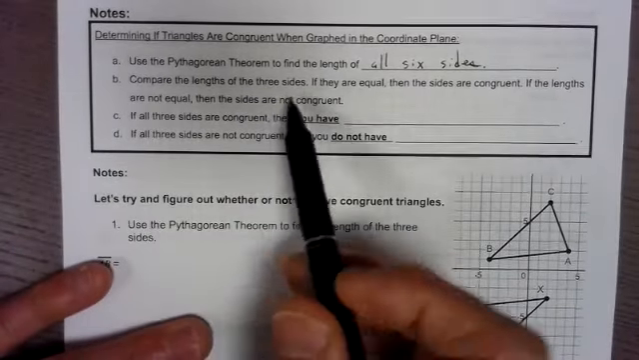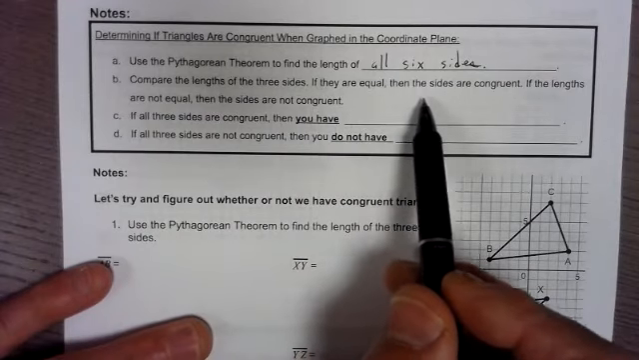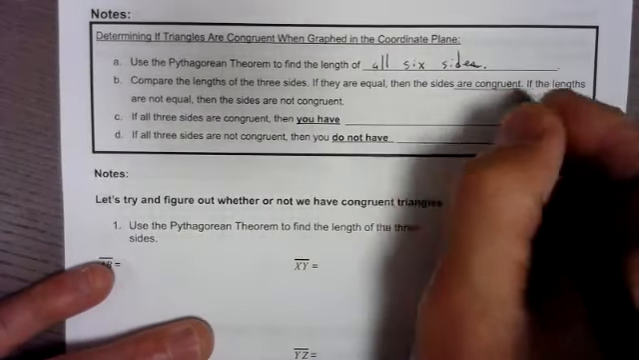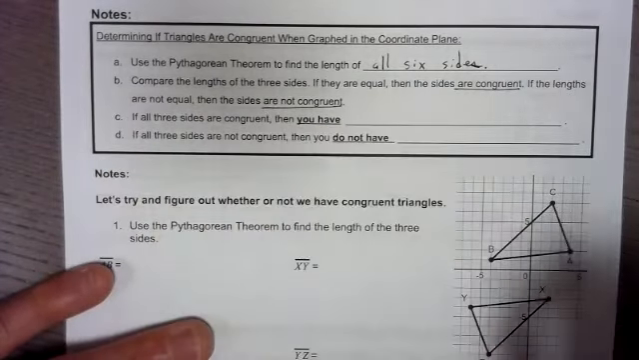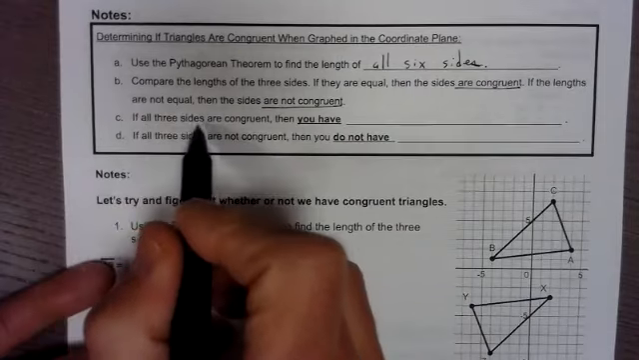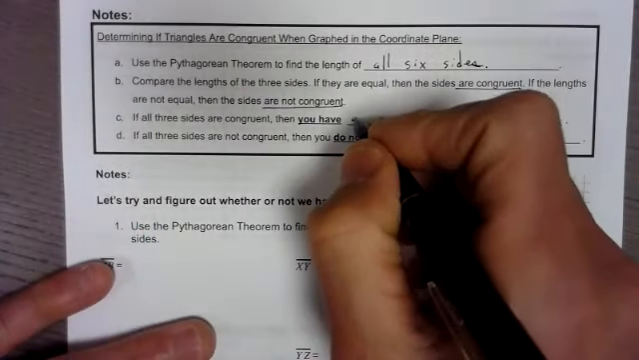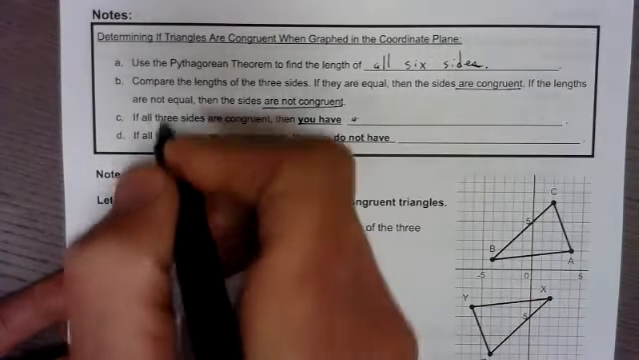Compare the lengths of the 3 sides. If they are equal, then the sides are congruent, right? We talked about that. If the lengths are not equal, then the sides are not congruent. Pretty straightforward. If all 3 sides are congruent, then you have, oh, that's a typo.